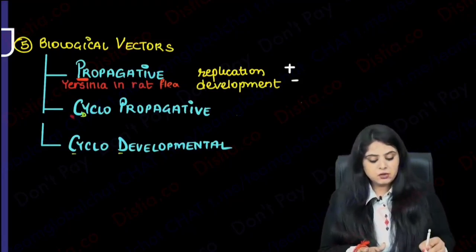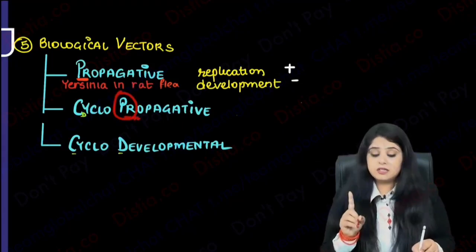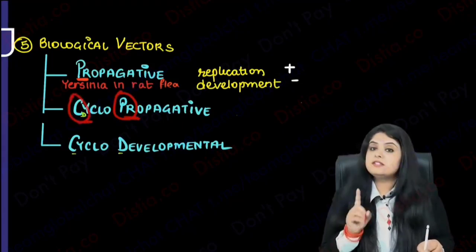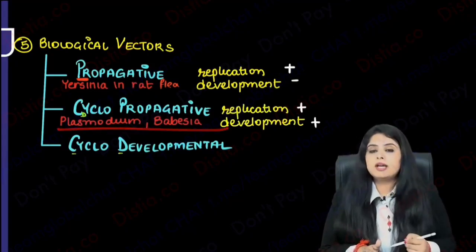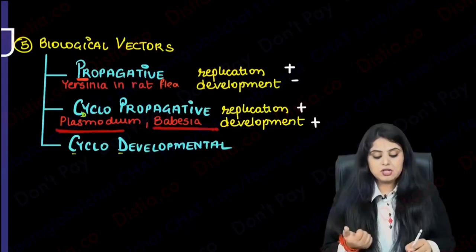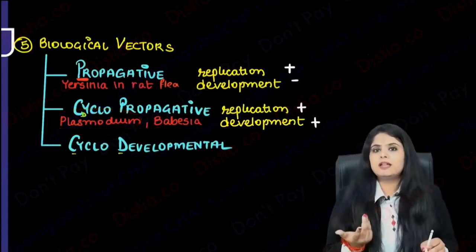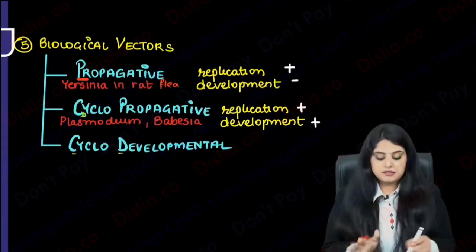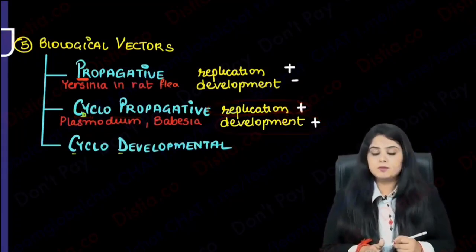Next we come to cyclopropagative. You will say the propagative word is there, so replication is occurring, and the cyclo word is there, so development is also occurring. This is a combination. For example, all the blood organisms, Plasmodium, that is malaria, and Babesia. In malaria and Babesia, who is the vector? For malaria, you already know, the female Anopheles mosquito. So over there replication occurs and development also occurs, that is cyclo and propagative both.